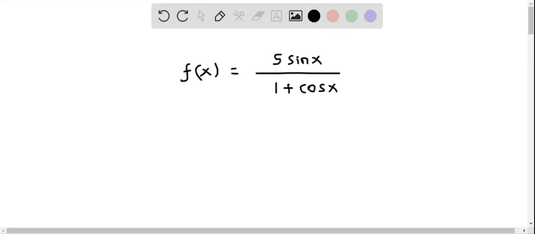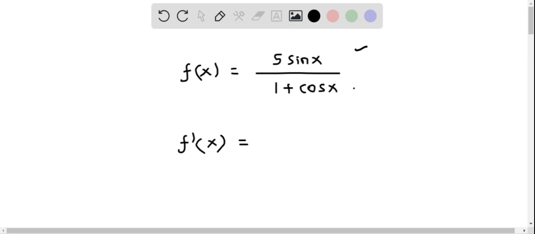Here we have f of x equals 5 sine x divided by 1 plus cosine x. And so we find f prime of x, which is the derivative of f of x. And this equals, to differentiate the right side expression, we use the quotient rule of differentiation.